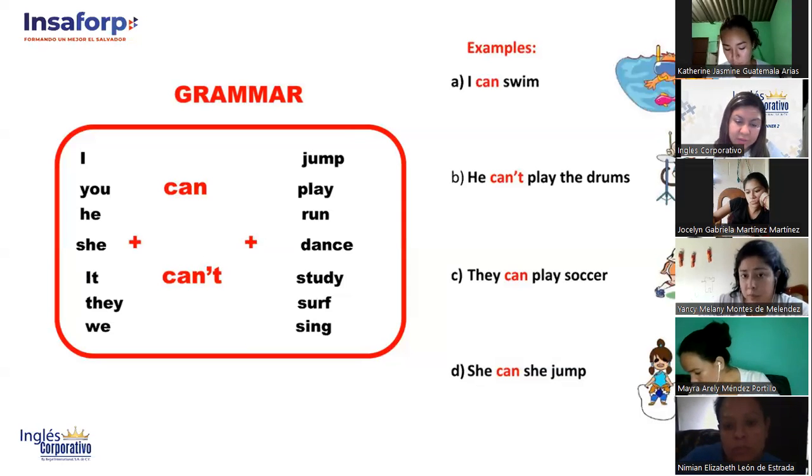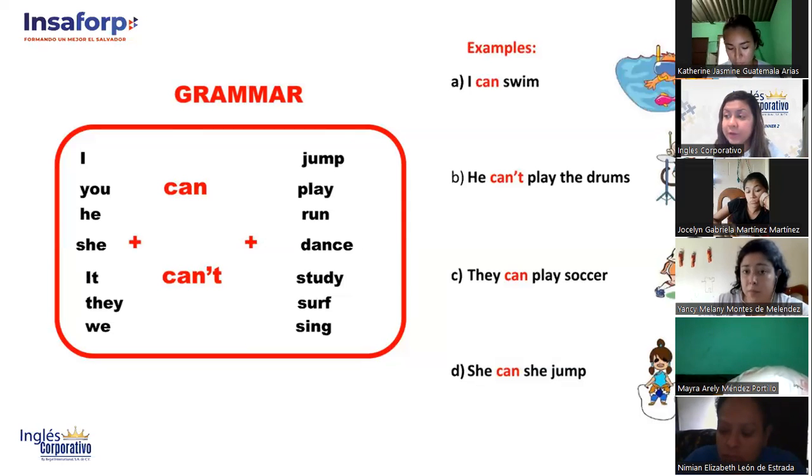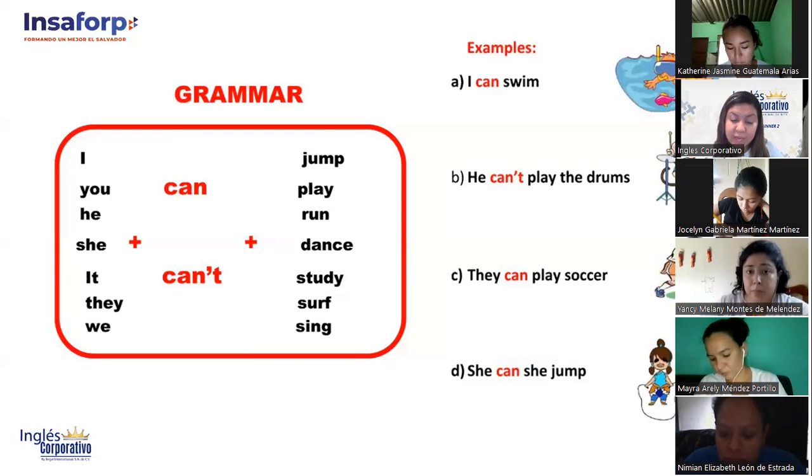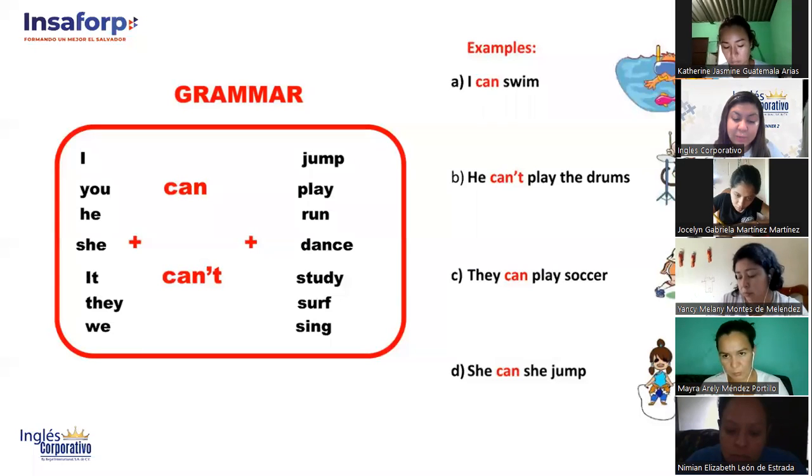Jocelyn is able to draw. Okay, eso también se usa para habilidades. Incluso también para decir que uno es bueno en algo. También con el verbo to be, I am good at. Be good at. Y se utiliza el verbo, pero en ing. For example, Jonathan is good at eating.